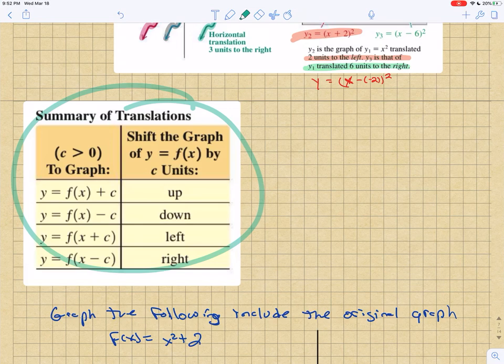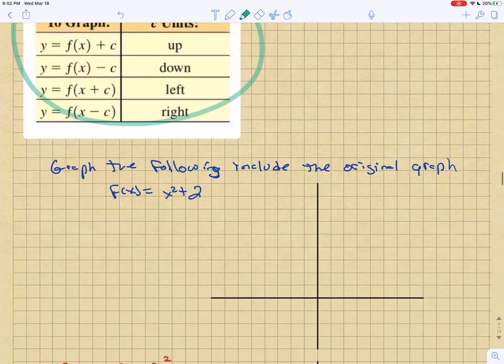Here's the summary of all the translations. If I give you the function y equals f of x plus c, I'm going to move up c units. If I get y is equal to f of x minus c, I'm going to move down that many units, c. If I get y is equal to f of x plus c inside the function, that means I'm going to move this to the left c units. And if it's f of x minus c, then I'm going to move to the right c units.